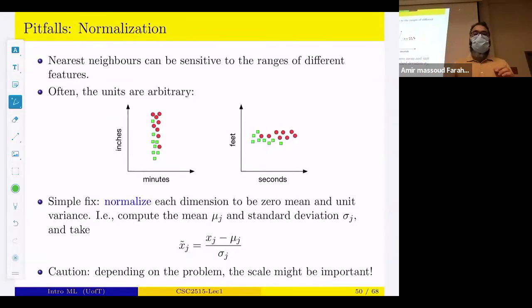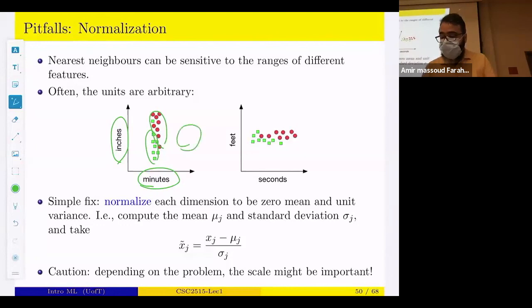Here is an example. Suppose the data has two dimensions, one of them is time in minutes, the other is inches. The data points are clustered in this way. But then if I convert minutes to seconds and inches to feet, that would be a totally different scaling. These are again the same data points, but they are stretched in different ways. And then the nearest neighbor for any point would be different depending on which scaling I use. So this shows that nearest neighbors would be sensitive to the range of different features.